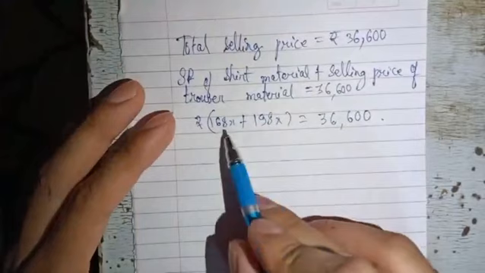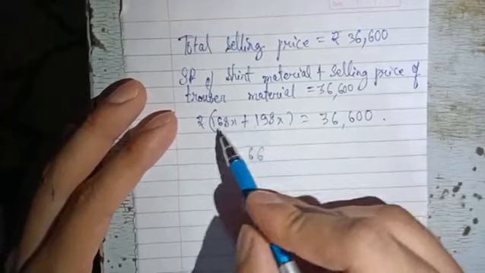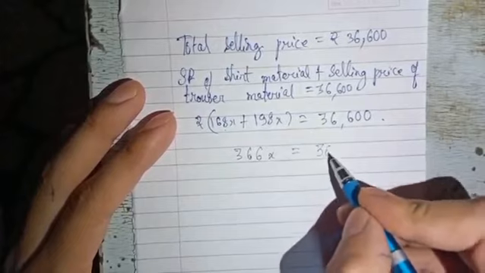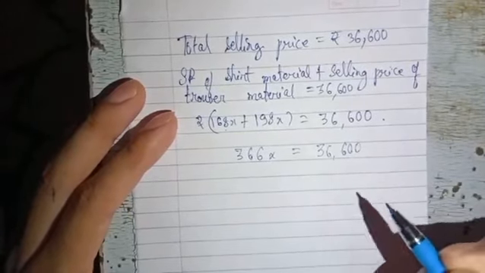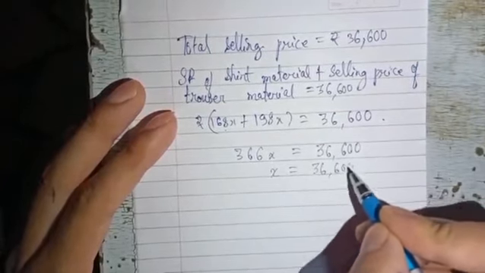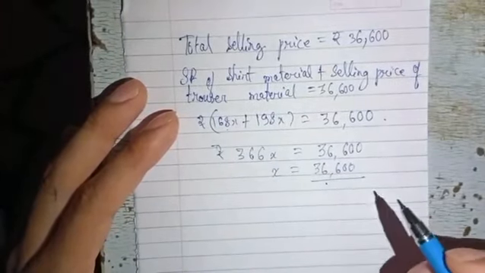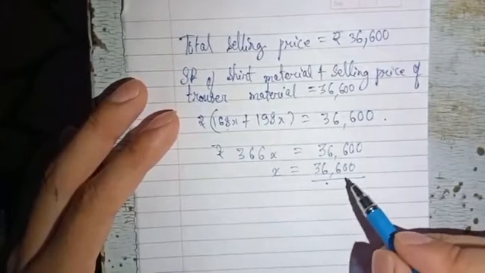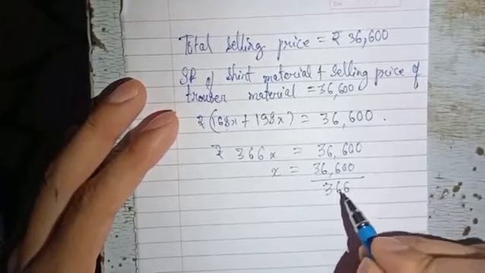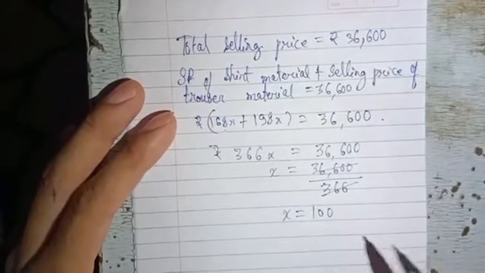When you add these two values, 8 plus 8 is 16, 1 carry, 7 plus 9 is 16, 1 carry, and it will become 366x, and it is equal to 36,600. Now x will be equal to 36,600 divided by 366. 366 will divide this value 100 times. So x will be equal to 100.